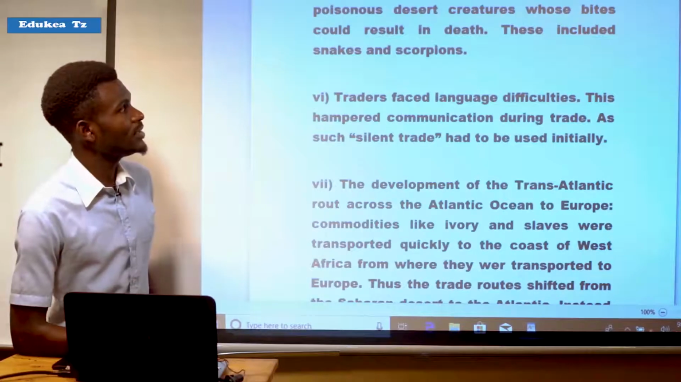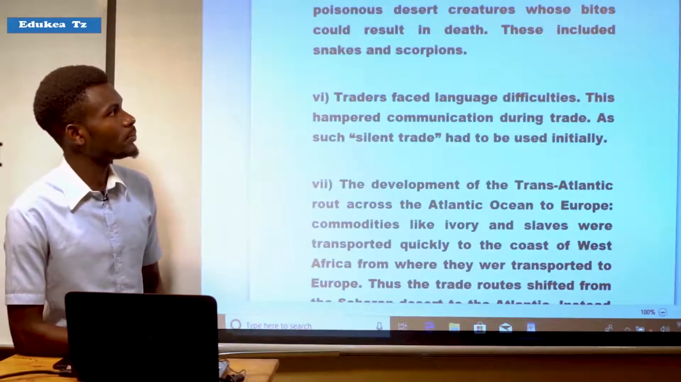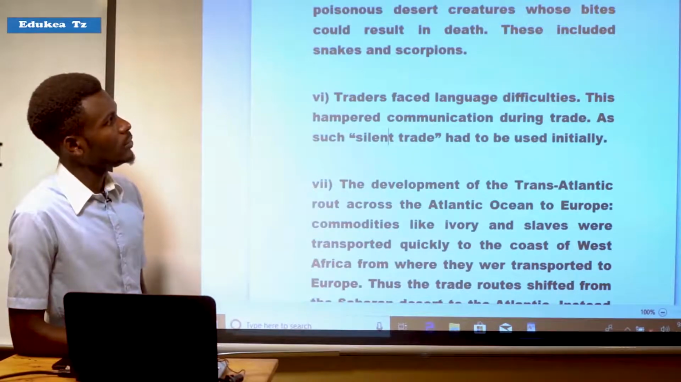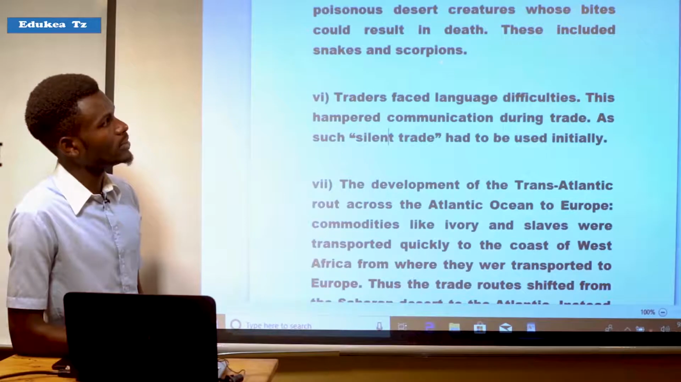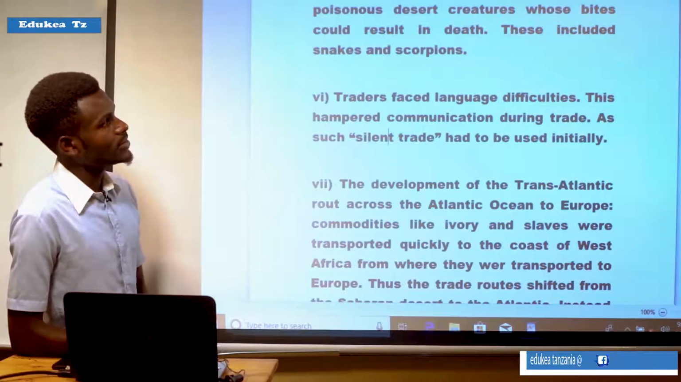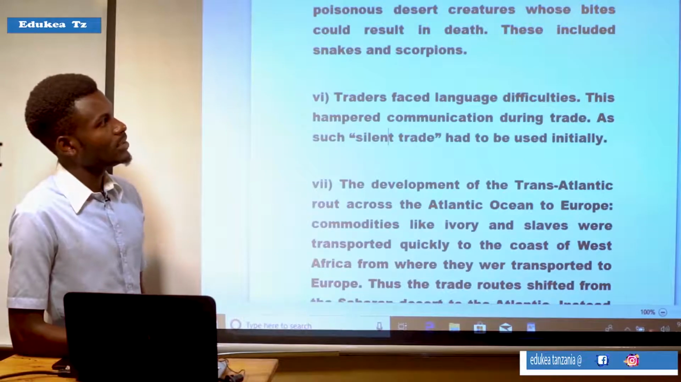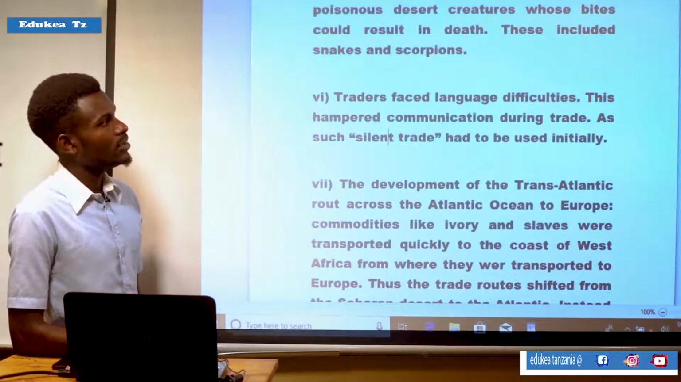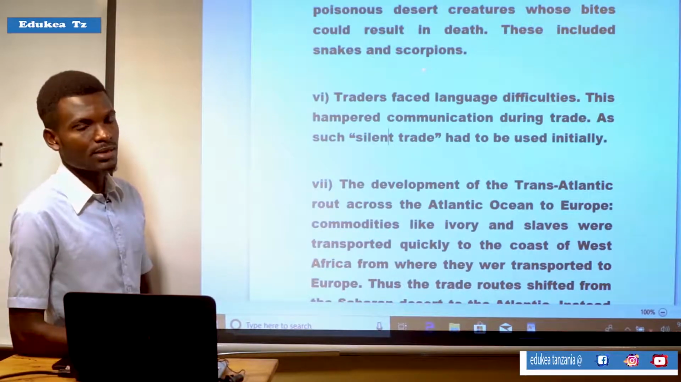Also, traders faced the danger of highly poisonous desert creatures whose bites could result in death, including snakes and scorpions. It means that the desert has dangerous poisonous creatures like snakes and scorpions, whose bites could result in death, and that discouraged the traders.